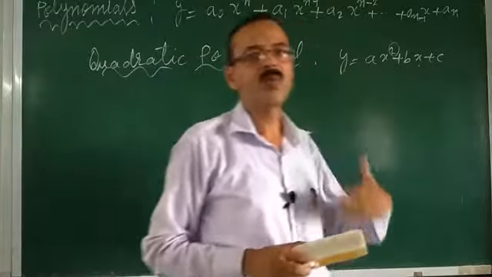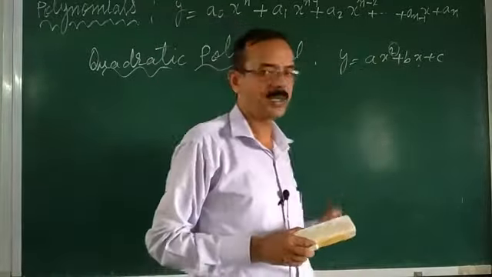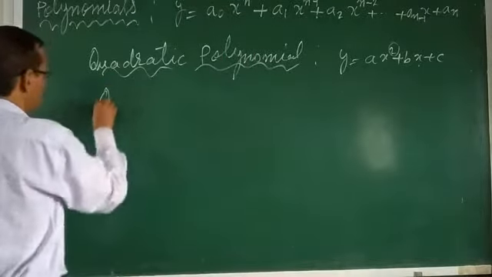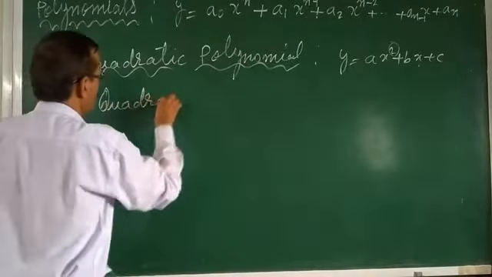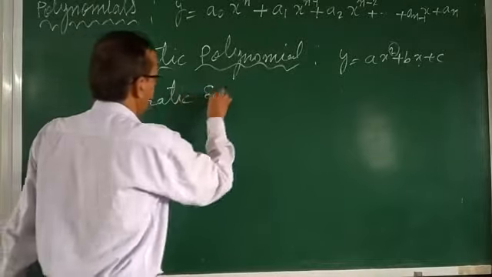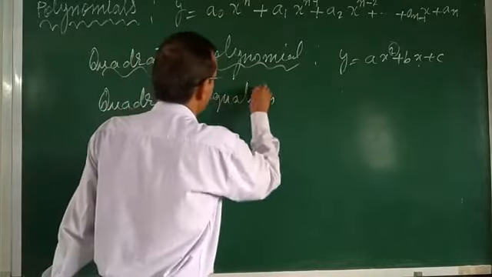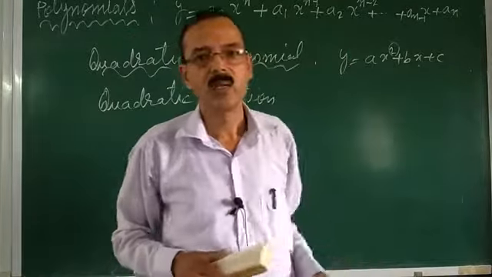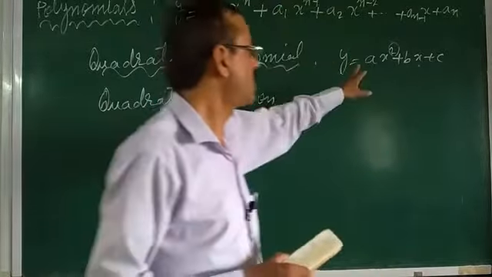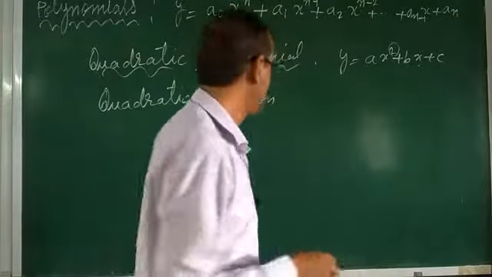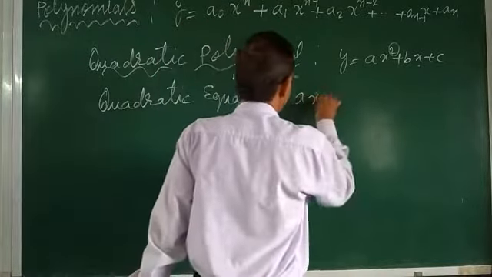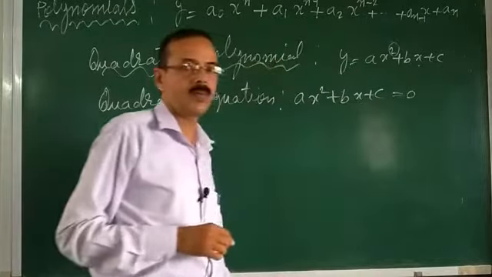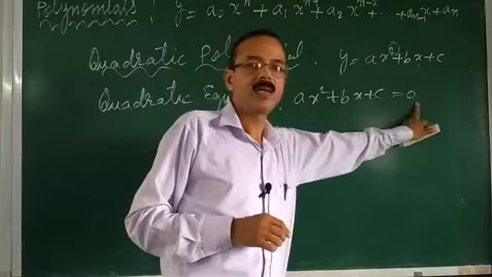Similarly, we will write a cubic polynomial: if the highest degree is 3, it will be a cubic polynomial. Now comes the quadratic equation. If this quadratic polynomial, this function, is equated to 0, if we write it equal to 0, that will be a quadratic equation. Like here, ax square plus bx plus c is equal to 0. What is this? This is a quadratic equation.